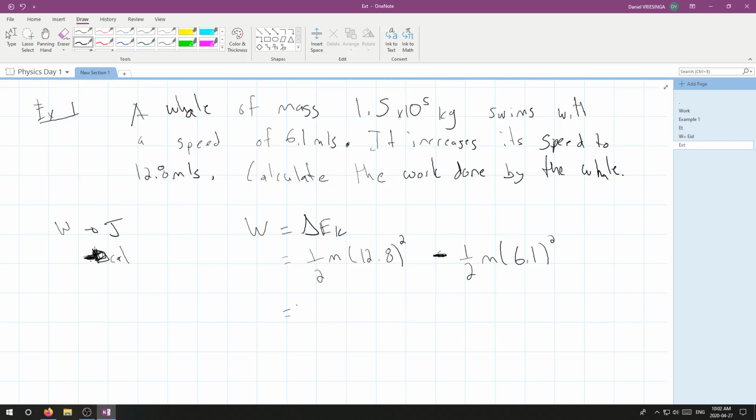I'm going to use my calculator here. And I'm going to subtract 0.5 times 1.5 times 10 to the 5 times 6.1 squared. They're fairly big numbers just because you're squaring all the speeds, and the whale's got a really big mass as well. So the work done is 9 million joules, or 9.5 million joules, something like that. This is the number I get. Okay. So that is the work done on the whale to get him going faster.